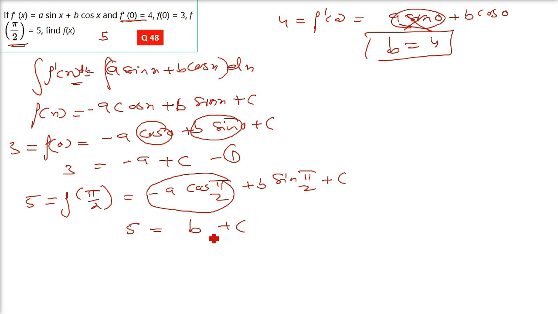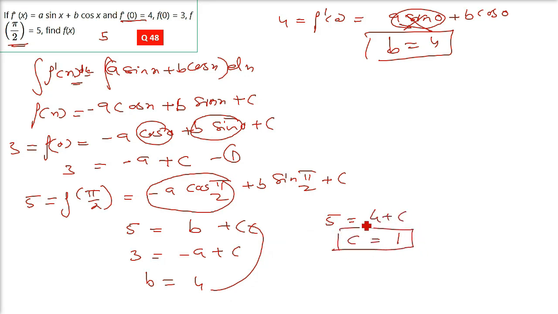Now b is already known to you. How? Remember we have done b equals 4 already. So we have these two equations, but since b equals 4 is already known to us, place it here. So 5 equals 4 plus c. C equals 5 minus 4, that is 1. So you have c equals 1, b equals 4.